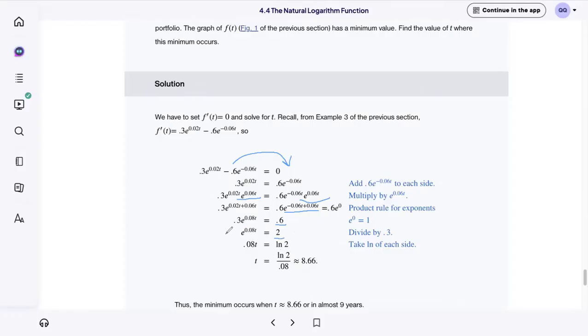Then we take ln on both sides. Then the exponent of e comes down, and ln e equals 1. So this side we have ln 2. Then we divide by 0.08 on both sides. So ln 2 divided by 0.08, we can use a calculator. That's about 8.66. So it takes about 9 years for that to happen.